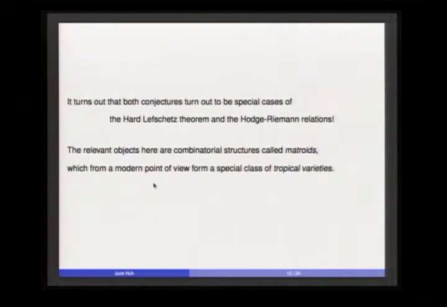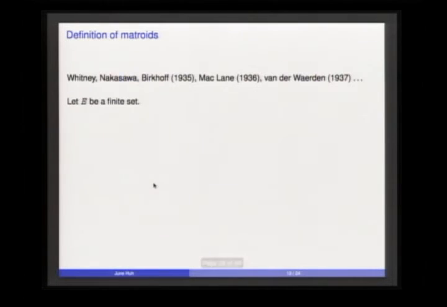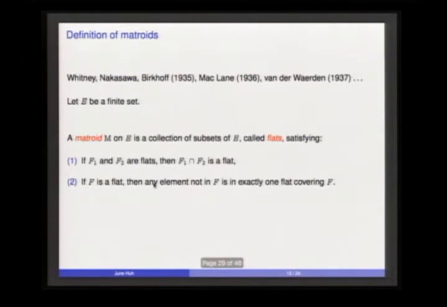The relevant objects here are the combinatorial structures called matroids, which from a modern point of view form a special class of tropical varieties. So there is this purely combinatorial object called matroids, simultaneously discovered by many, many people, which has a formal definition. It is a structure on a finite set, a finite structure satisfying axioms this and that. You don't really have to care about those axioms at this point.